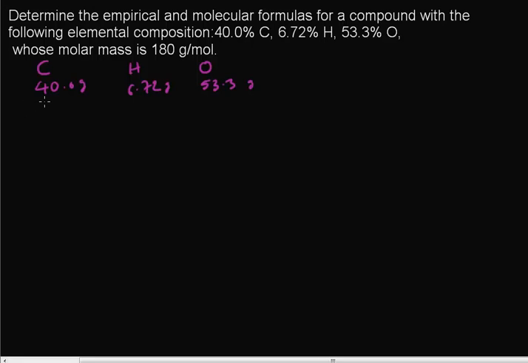The first step before you determine the empirical formula is to convert these grams to moles by dividing by the molar masses. Let's say the molar mass of carbon is 12.01 gram per mole, hydrogen is 1.01 gram per mole, and oxygen is 16.0 gram per mole. If you calculate these, the number of moles would be about 3.33 mole for carbon, 6.67 mole of hydrogen, and about 3.33 mole of oxygen.